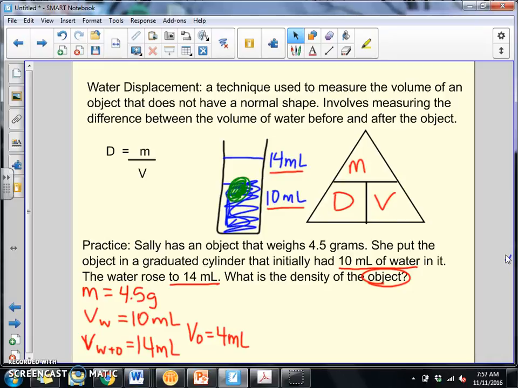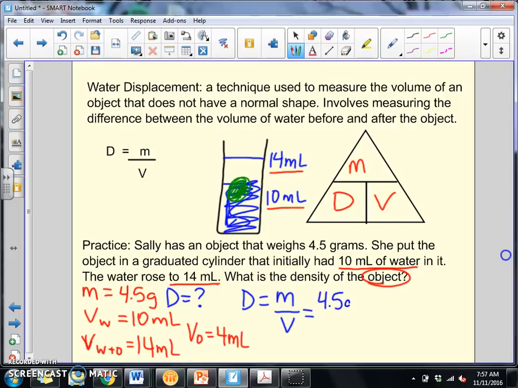So now that we have our given, we know that our unknown is our density, so I'm going to put density equals question mark. I need my equation. I know that density is equal to mass divided by volume. I have my given, my unknown, my equation. Now I substitute. I plug everything in. My mass is 4.5 grams. My volume is 4 milliliters, and I solve.